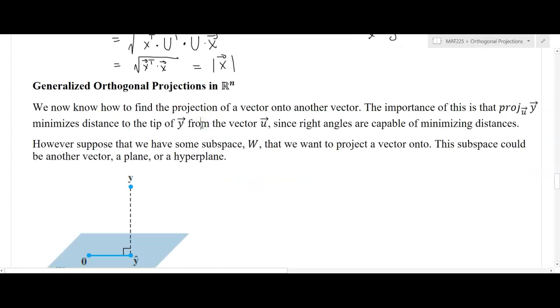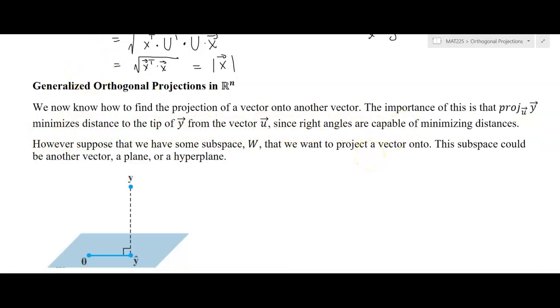So we looked at two-dimensional projections. Let's now think about orthogonal projections in general. This could be in any size dimensional space. We now know how to find the projection of a vector onto another vector. The importance of this is that when you project y onto U, you actually minimize the distance from the tip of y to the vector U, since right angles are capable of minimizing distances.